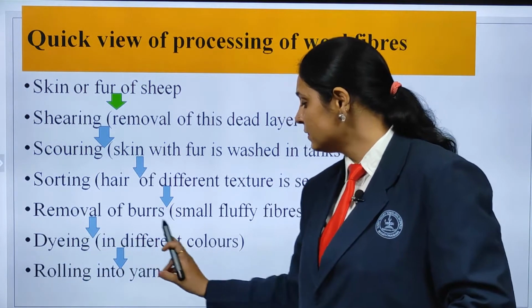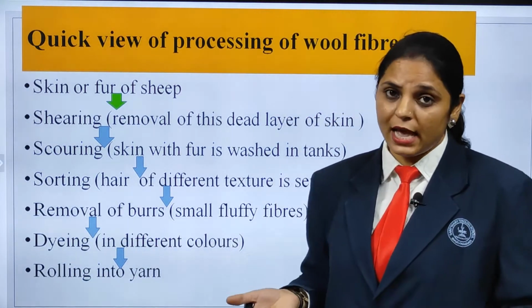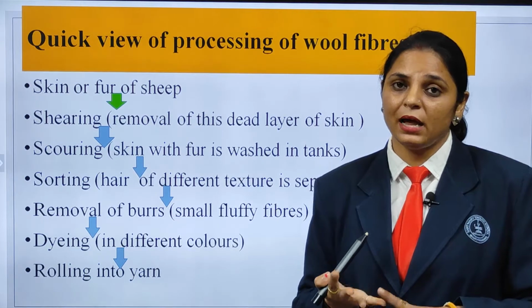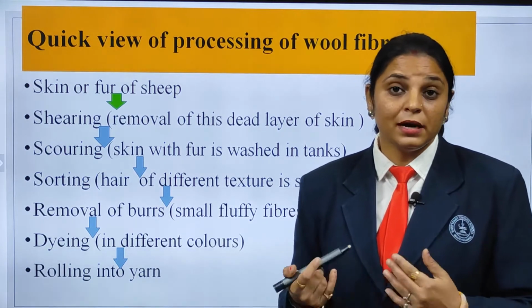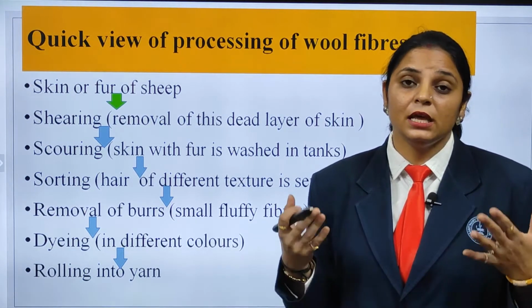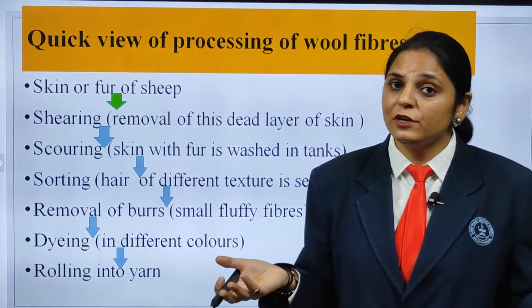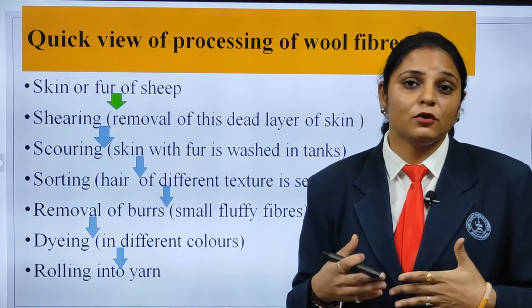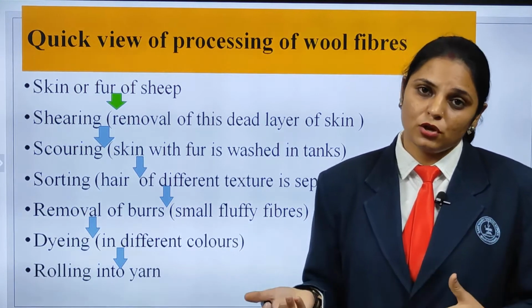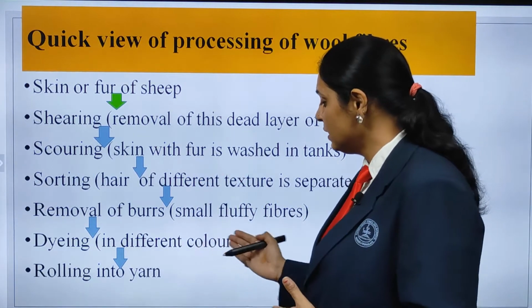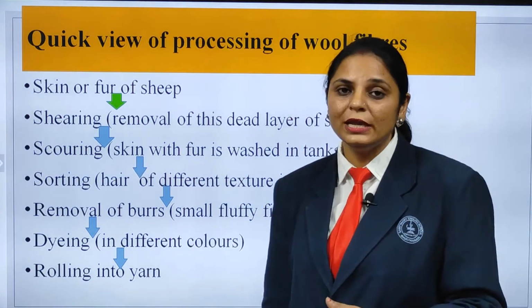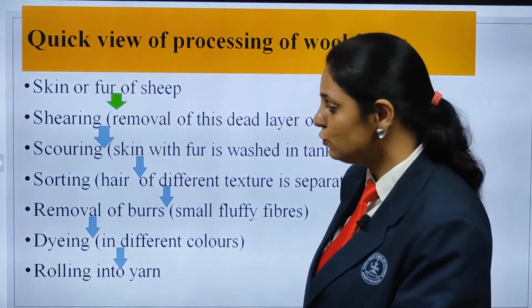Finally, the dyeing, that is of different colors. As you know, we have seen the black, white or brown sheep, but even if you have seen in the market, you are wearing different types of clothes that are of different colors. So the dyeing process is also done, and finally the rolling into the yarn, as I have shown you.